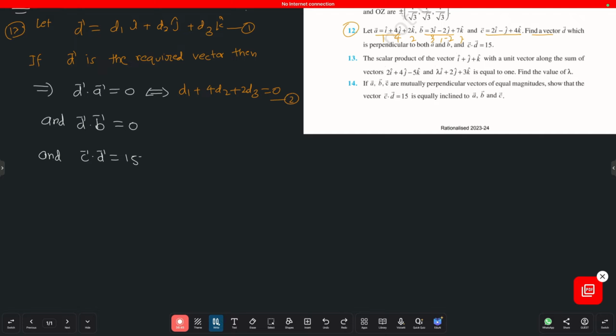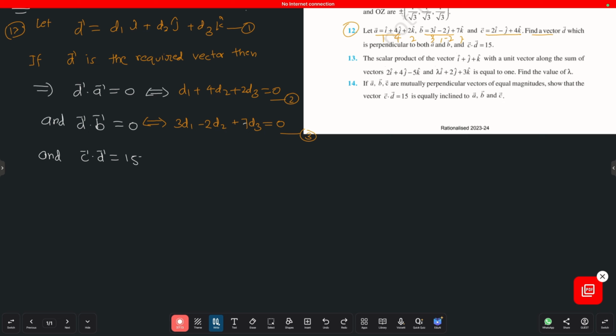So this is equation 2. Now D dot B vector, what is it? D1 into 2, 3. So from here I can write 3D1 minus 2D2 plus 7D3 equals 0. Equation number 3.